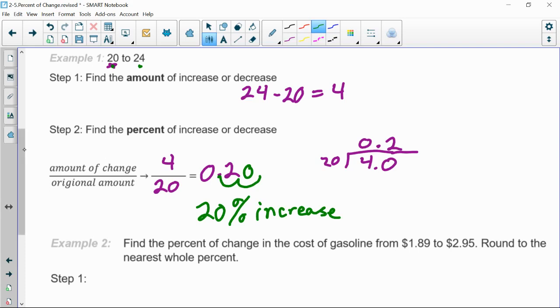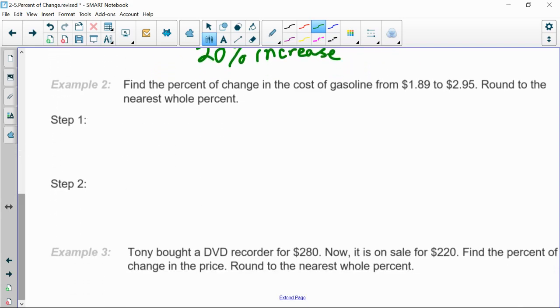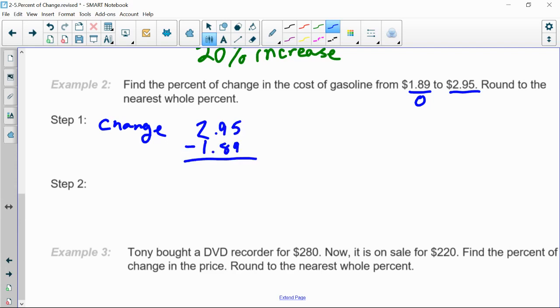That's number 1. Number 2, find the percent of change in the cost of gasoline that goes from 189, so that's our original, to 295. Round to the nearest whole percent. Remember, step 1, find the change. So I take my 295 and subtract 189. I can't subtract directly, so I borrow, and this becomes an 8. There's a 6, 0, and a 1.